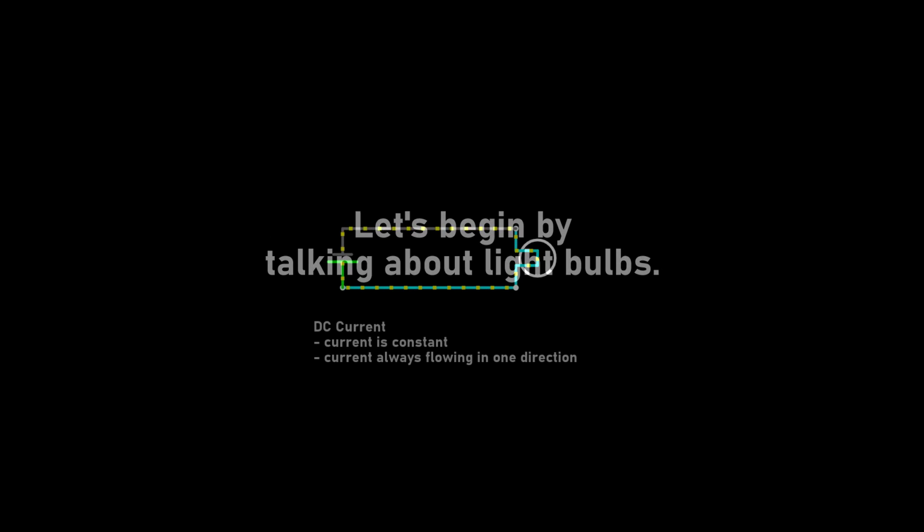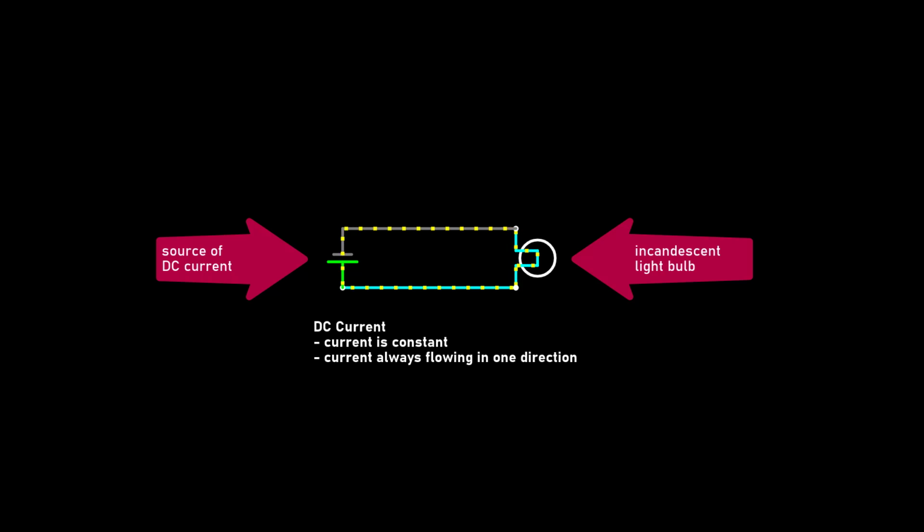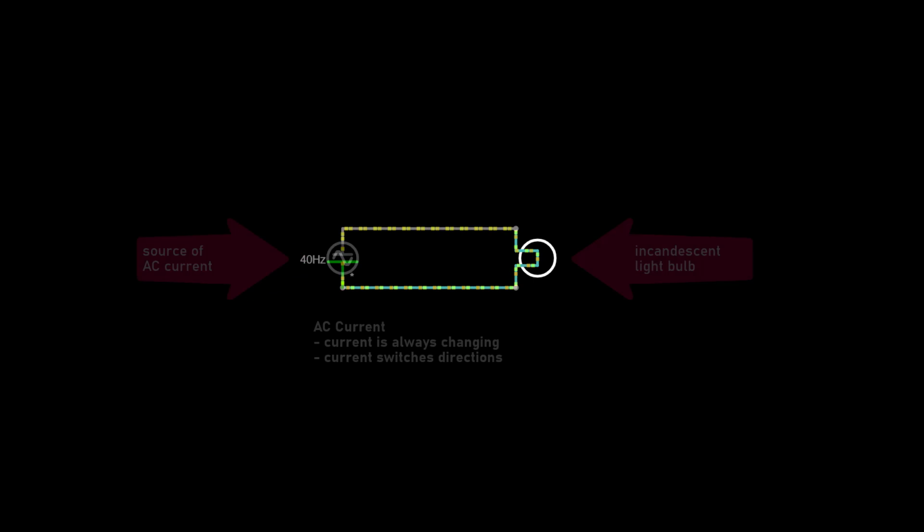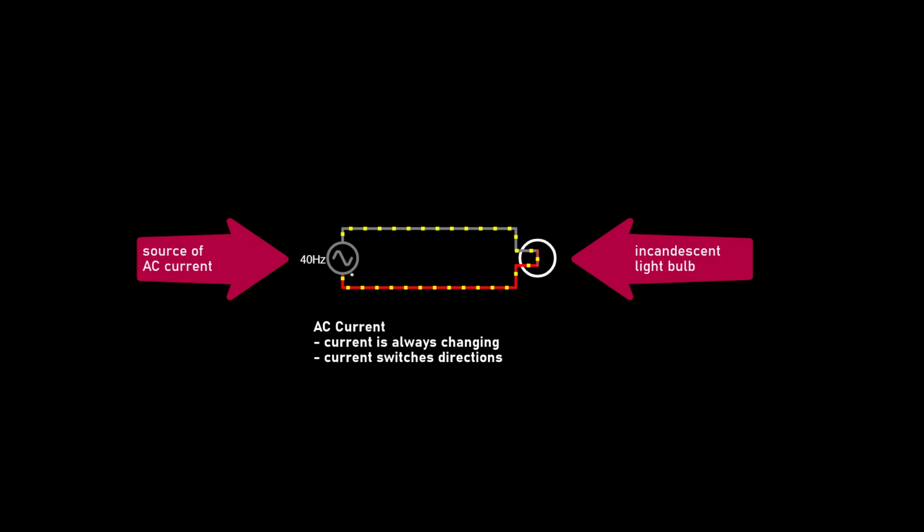We're going to start from an incandescent light bulb. And to make the light bulb shine, it needs power. So what you see in this diagram is on the left, there's the source of some power, which is a constant current that's always flowing in a certain direction. So this is DC power, direct current. Alternatively, we can use AC power. This means alternating current. This means that the current is always changing its magnitude and its direction.